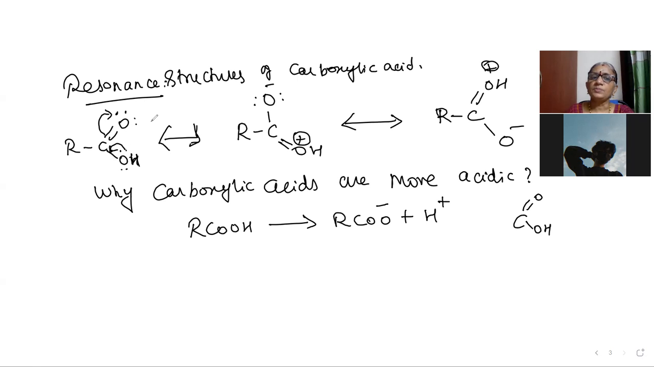So the COOH group is involved in resonance. Because of the resonance, one of the oxygens connected to the carbon exists as O minus, and the other oxygen has a positive charge. In the first resonance structure, there is no charge on the oxygens. But in these two structures, one of the oxygens connected to the carbon has a positive charge.